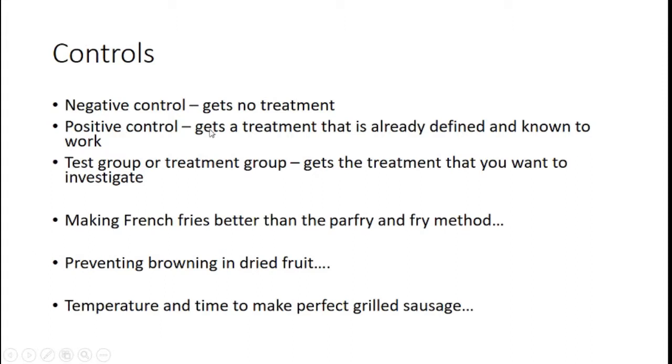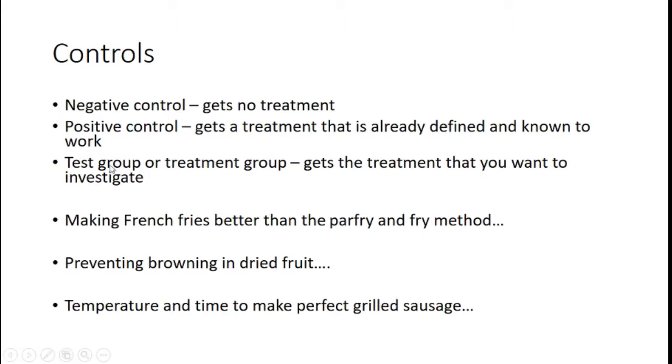So again, a negative control gets no treatment at all. Going back to if we are drying fruit, our negative control would be to just take the fruit, slice it, and dry it. No treatment at all. A positive control is going to get a treatment that we've already defined and we know it works in a very specific way. So going back to our dried fruit, dipping our fruit in a water and ascorbic acid solution will reduce the amount of enzymatic browning that occurs on our fruit. And this has been established in the scientific literature and in just popular knowledge within culinary circles as well.